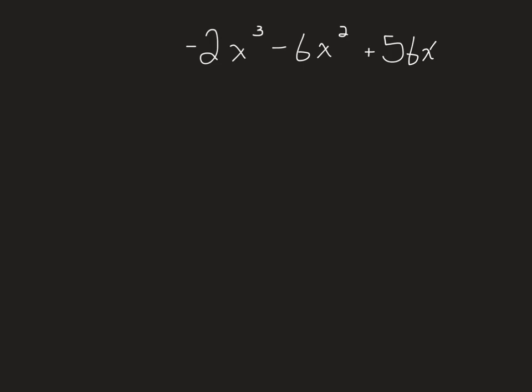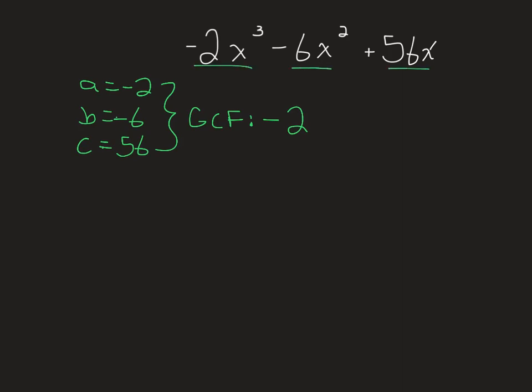So I need to go through and see what my GCF is between negative 2, negative 6, and 56. And anytime you have a negative number out front, that is a major hint to you that you are going to be pulling out a negative number. Okay, so I know it has to be negative. Between 2, 6, and 56, 2 is the greatest common factor between them, which means I'm going to be dividing all of these by negative 2.